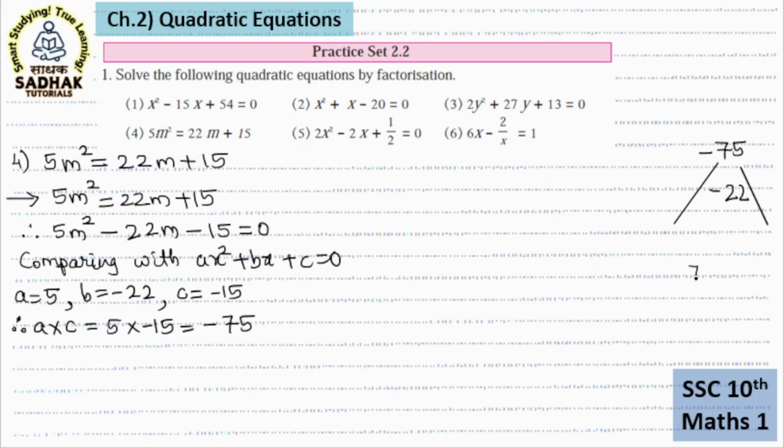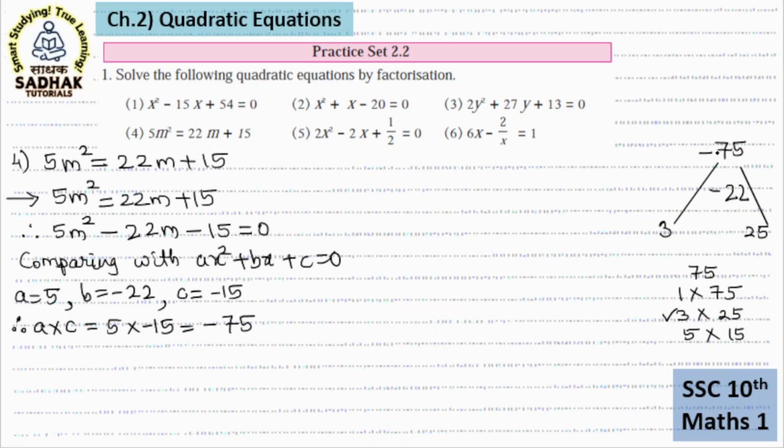Okay, now 75, we know that 1 multiplied by 75 will give us 75. Then 3 multiplied by 25 will give us 75. 5 multiplied by 15 will also give us 75. Okay, so these are the three different pairs of factors which can give us 75. So out of these three, which one will we use? So we can clearly see that 3 and 25 can give us 22. Okay, so those are the two factors that we will use, 3 and 25.